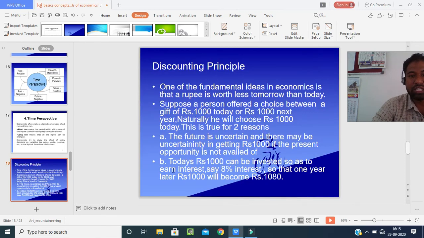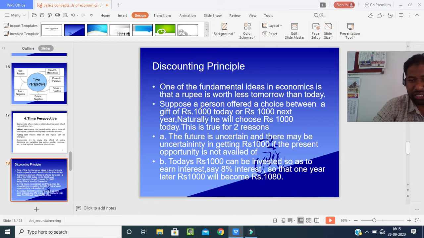Now the discounting principle, this is the last one, just have a look. One of the fundamental ideas in economics is that a rupee is worth less tomorrow than today. Suppose a person is offered a choice between a gift of rupees 1000 today or rupees 1000 next year, naturally he will choose rupees 1000 today. This is true for two reasons, as I was saying at the starting point when I was explaining this topic. The same example has been mentioned here.